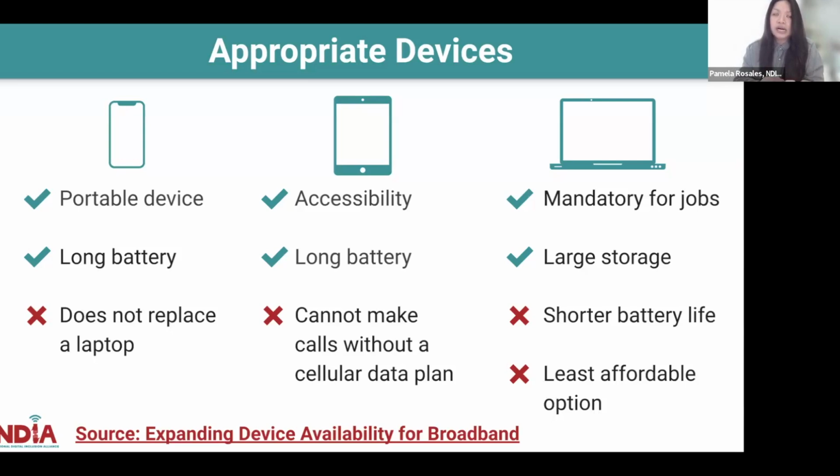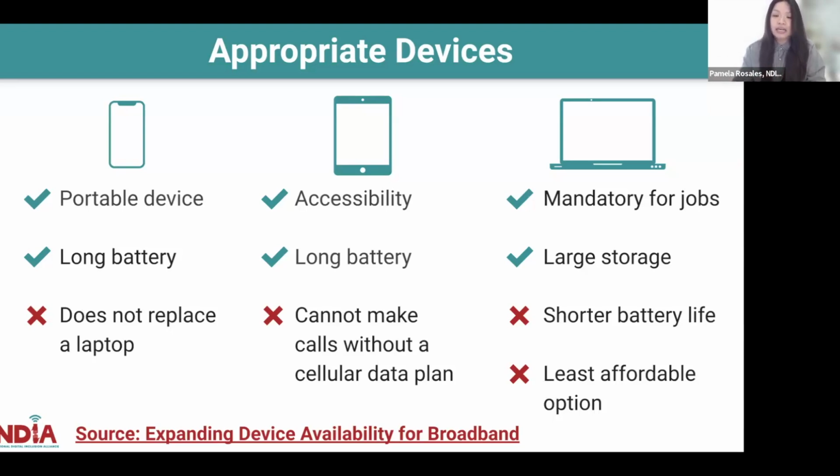And then also kind of talking about if it matches the needs of the user. Again, if somebody wants to make a call on it, they would need that cellular data plan. So it's not usually included when you get a tablet. And there are certain apps that don't work for tablets, that either the app doesn't exist, or it's not really created for the tablet. So it just looks like a larger version of what should be on your phone.